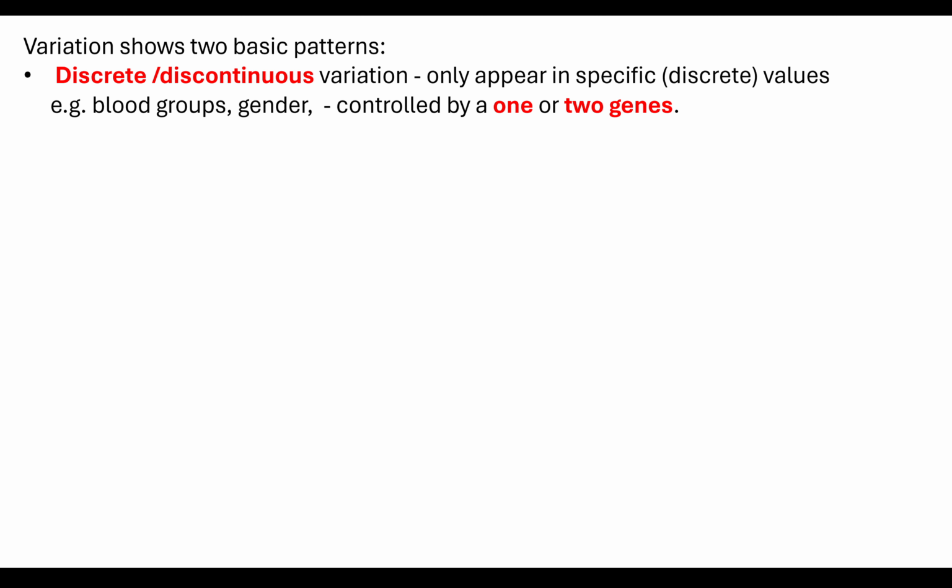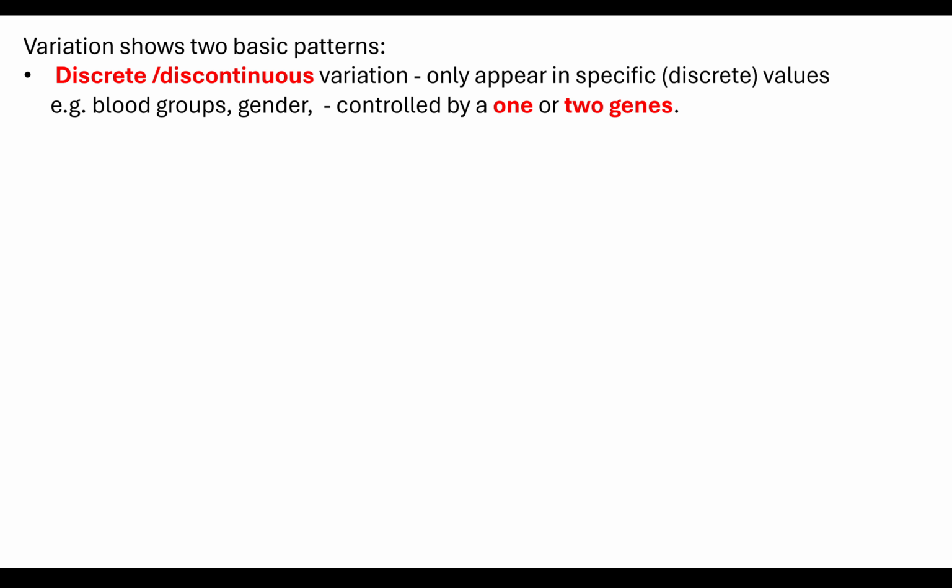So when we look at variation, we basically say that it shows two patterns. It can either be discrete/discontinuous variation, and what we are saying is it will only go into a specific discrete value. Is it blood group, for example? This is one you need to know looking further on to your other module areas. So your blood groups and genetics come side by side.